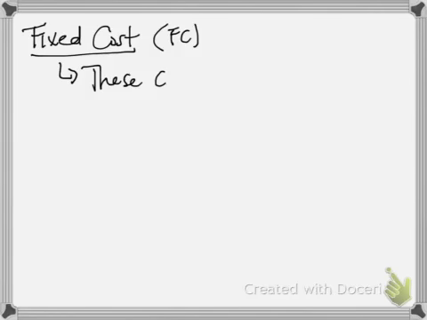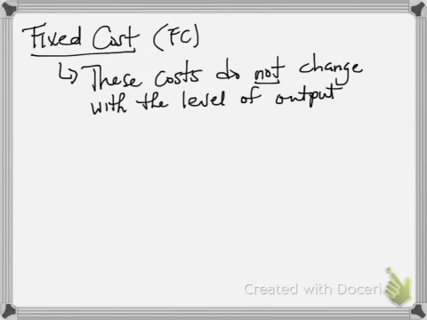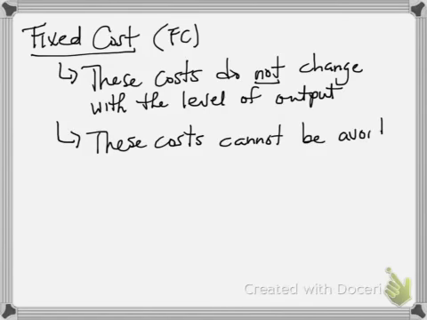Fixed costs are costs that don't change with the level of output. So there are things like rent. If you don't produce any units, then you don't have any change in your rent. If you produce 1,000,000 units, you still don't have any change in your rent. And fixed costs can't be avoided in the short run, so you're sort of stuck with them.